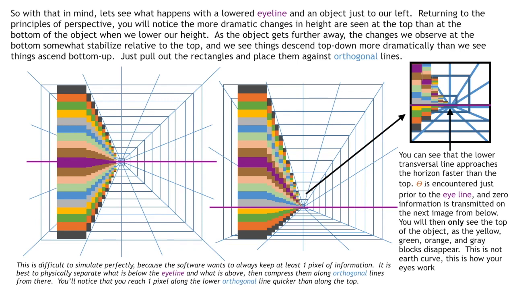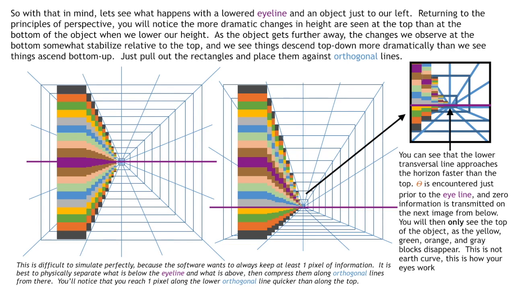Again, this is not a physical curvature phenomenon. This is how your eyes work. One note also: this is difficult to simulate perfectly because the software wants to always keep at least 1 pixel when you start to shrink things down.